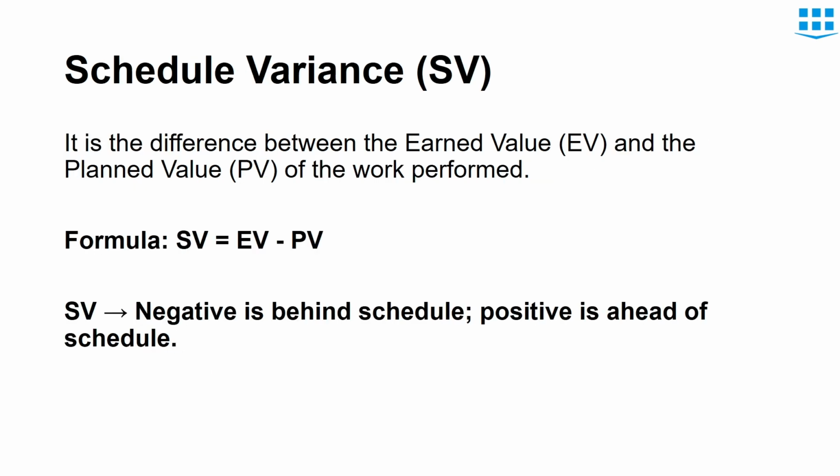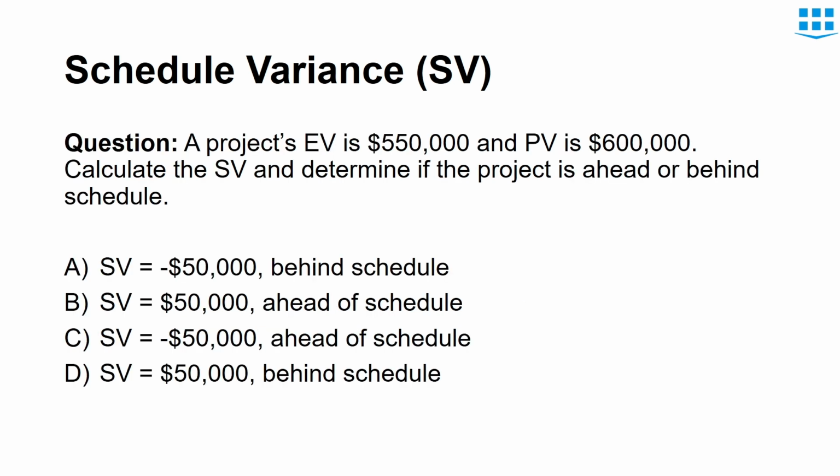Now, next term is schedule variance. It is the difference between earned value and planned value of the work performed. Like cost variance, here schedule variance shows us whether the project is ahead of schedule, behind schedule, or on track. So this term is similar to the term we did in the past. The negative value shows that the project is behind schedule, whereas the positive value shows that the project is ahead of schedule.